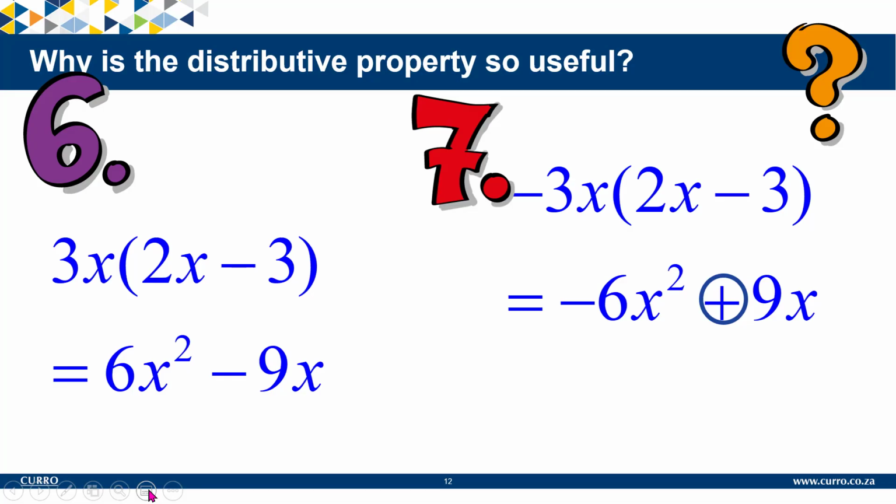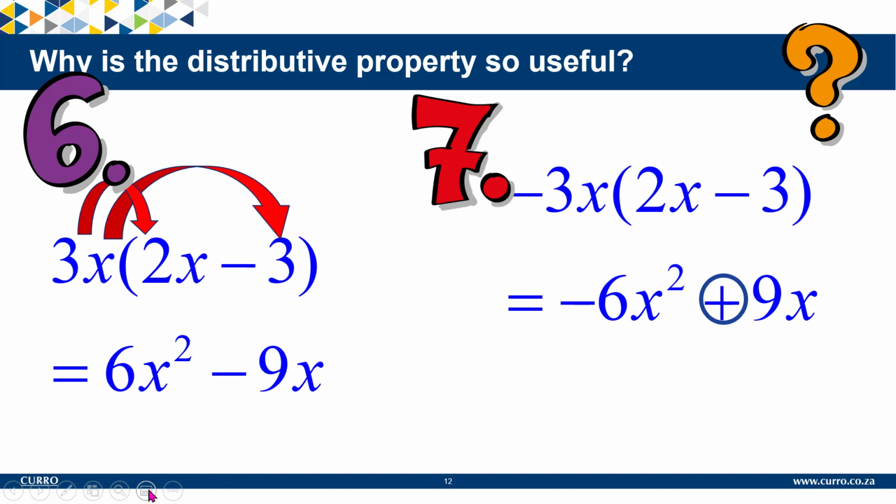So why is the distributive property so useful? Look at example 6 and 7. How are these two examples different to the previous two? Yes, now we've got a number in front of the bracket, not just the negative sign. In example 6, we have to multiply 3x by the bracket. We cannot calculate the bracket since the two terms are unlike, but we can use the distributive property. So let's distribute the 3x to the 2x and the 3x to the negative 3.